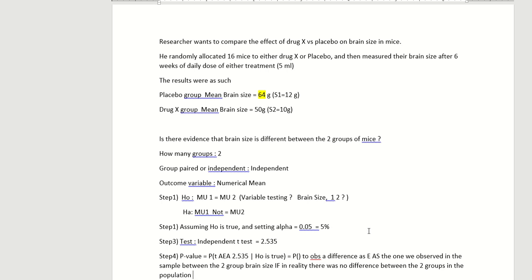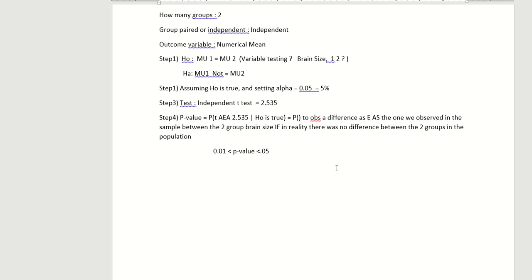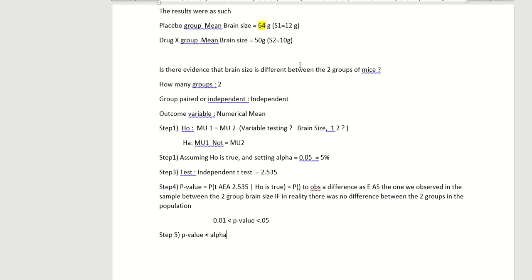Okay, I hope this is becoming clear. What's the definition of the null hypothesis? Okay, so what is step number 5? Step number 5, you're going to compare your p-value to alpha, and the p-value came out to be less than alpha, because we set alpha to be equal to 0.05, and our p-value is definitely less than 0.05.